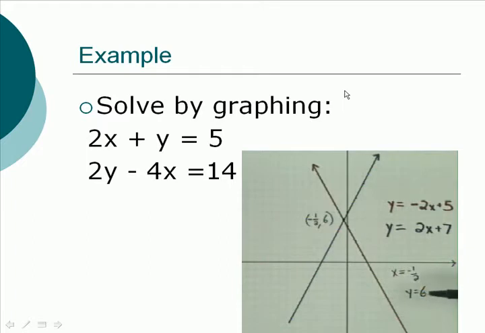We could take the time to verify that these two values are the solution to the system. We can check that real quickly in the top equation. Negative 2 times negative 1/2 is positive 1. Add 5 and we do get a y value of 6. That'll also hold for the second equation. 2 times negative 1/2 is negative 1, plus 7 gives us a y value of 6. So that is in fact the solution to the system. And we're done.